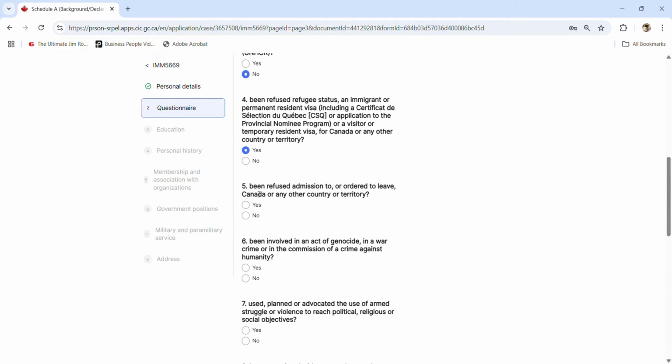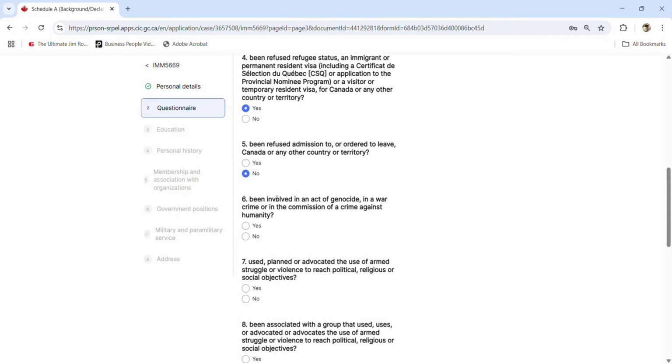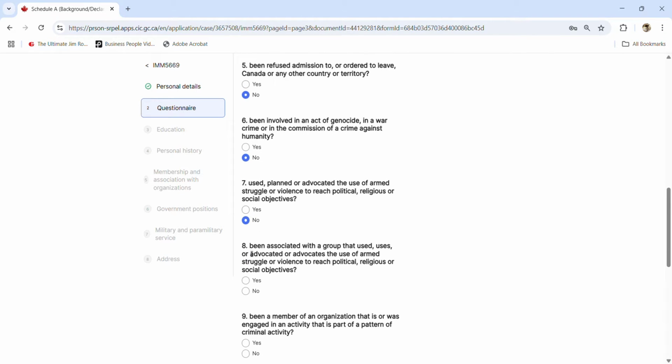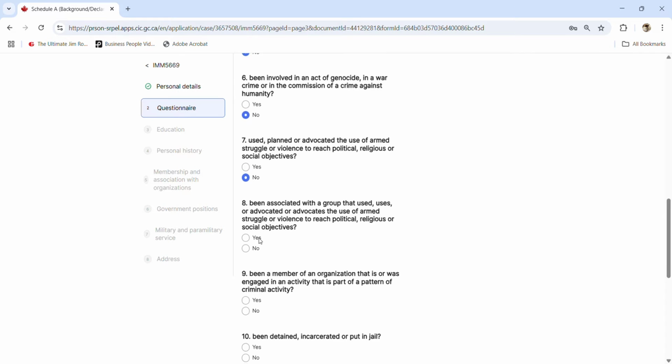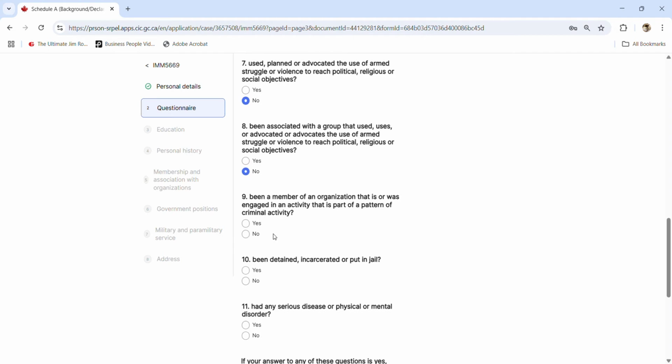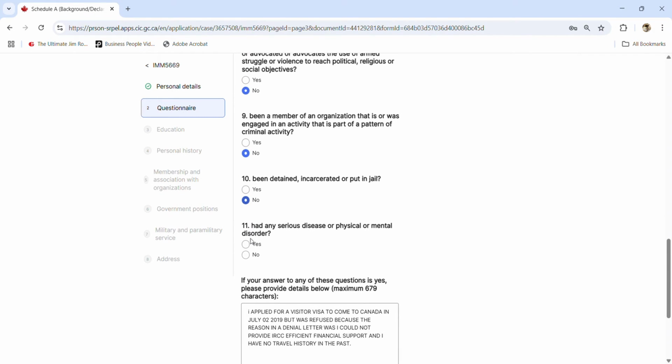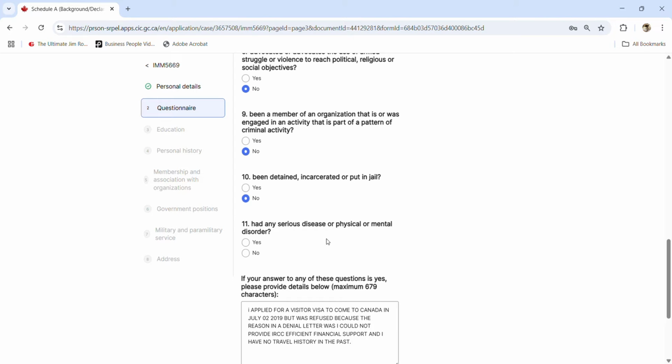All right. So number 5, being refused admission to or ordered to leave Canada or any other country or territory. No. Number 6, that is crime against humanity. No. Number 7, use, planned or advocated the use of armed struggle or violence. No. Number 8, being associated with a group that uses violence. No. Number 9, being a member of an organization that was engaged in criminal activities. No. Number 10, detained or jailed. No. Number 11, had any serious disease or physical or mental disorder. No.